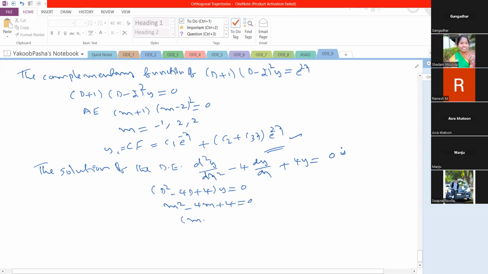So this can be written as m minus 2 whole square equal to 0, m is equal to 2, 2. So here two real roots are repeated. So the general solution y equal to yc, the complementary function. Here roots are repeated, so c1 plus c2 x into e to the power of 2x is the general solution of the given equation.